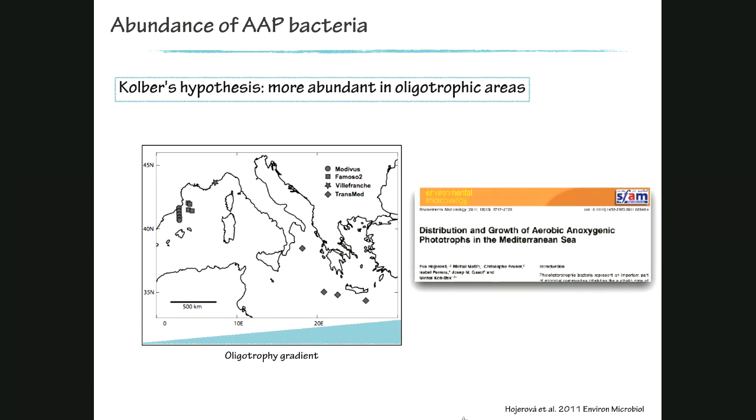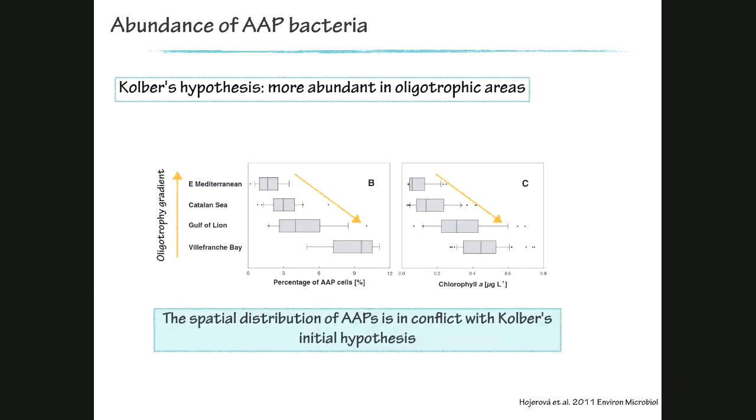Collecting samples from different cruises and different sampling stations, we could quantify these cells through infrared microscopy. And here you see the results. This is the percentage of AAP cells, and this is the chlorophyll A. Chlorophyll A, remember, is a pigment that phytoplankton have, and it's a proxy for productivity. So the more chlorophyll, the more productive the system, and so less oligotrophic and more eutrophic.